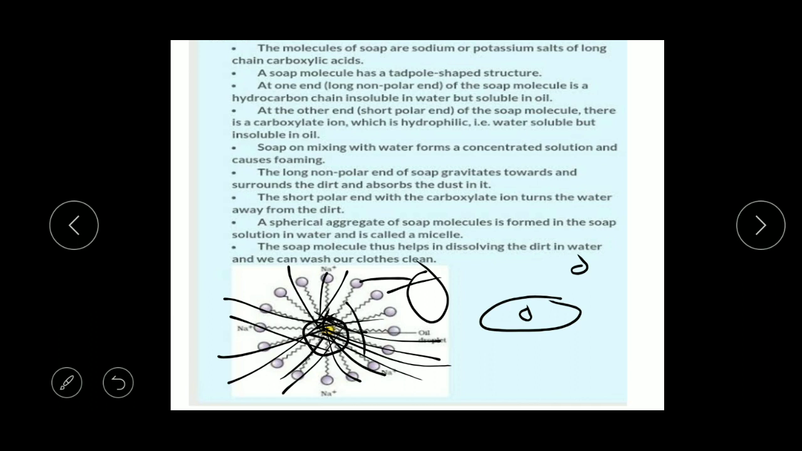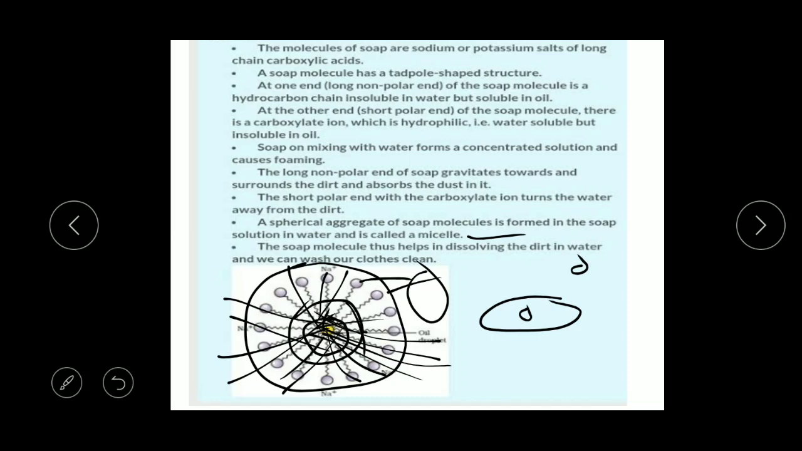Okay, here we will see the definition of micelles. A spherical aggregate of soap molecules formed in a soap solution in water is called a micelle. Micelles are formed by the bonding of dirt or grease oil with the non-ionic part, and the ionic part bonds towards the water end. By this there is a formation of a spherical aggregate of soap molecules, called a micelle.